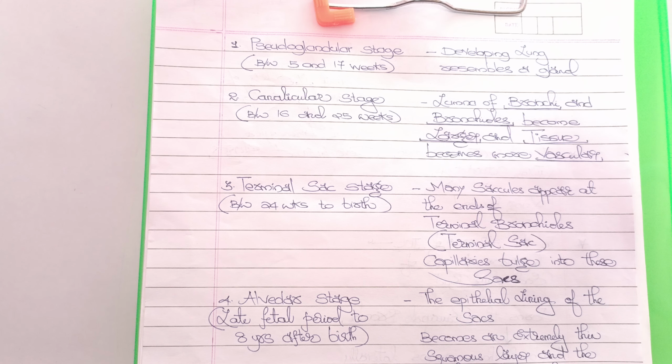First one, pseudo-glandular stage. Pseudo-glandular stage between 5 and 17 weeks. The developing lung resembles a gland. So it's the pseudo-glandular stage.